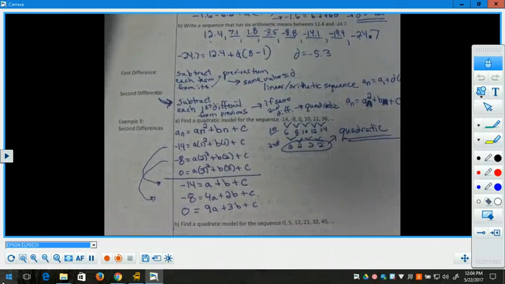So now it's up for us to solve this system of equations to find the values of a, b, and c. Pause the video for a moment and give that a try.